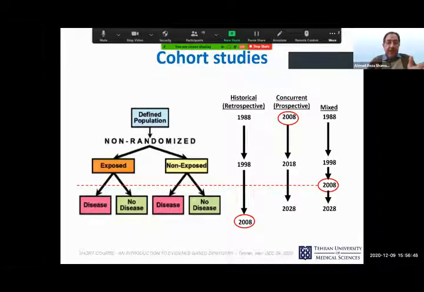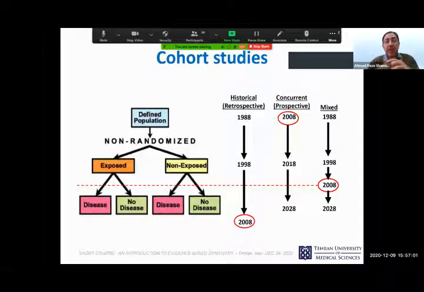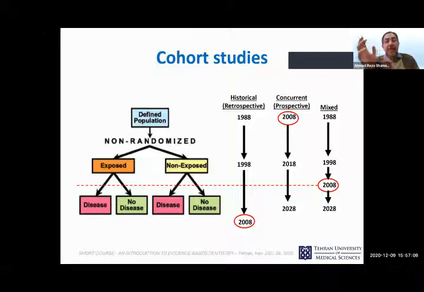The next study, now just look at the left of the slide. For the cohort studies, we have a defined population which is non-randomly or naturally divided into a group of exposed and non-exposed population, and the investigator follows up these two groups and measures the outcome related to the exposure in the future. The direction of the study in cohort studies is from the exposure to the outcome.